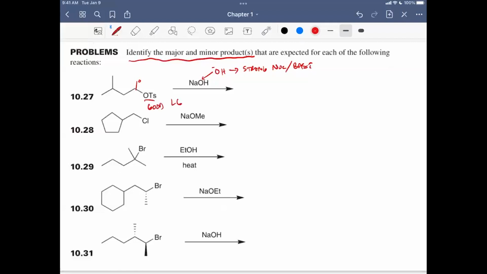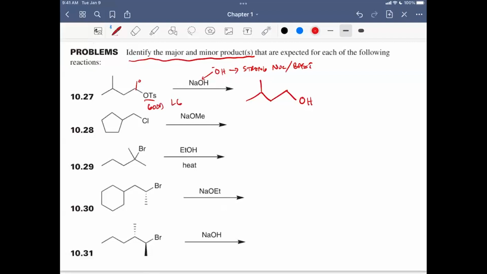Remember, we did a synthesis in the last video where we went from OH to OTS, which went from a bad leaving group to a good leaving group. So that's why you see that OTS. So it's either SN2 or E2, and if it's primary, as it is in this example, it's going to be SN2. So for this one, you're substituting out that OTS and putting in that OH.